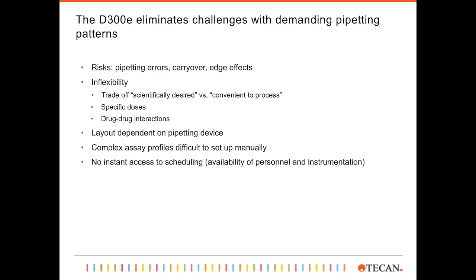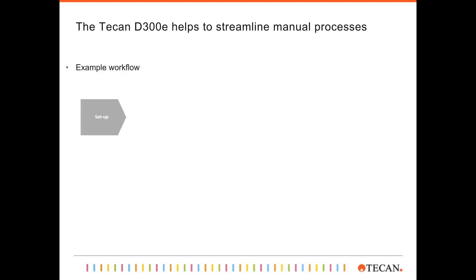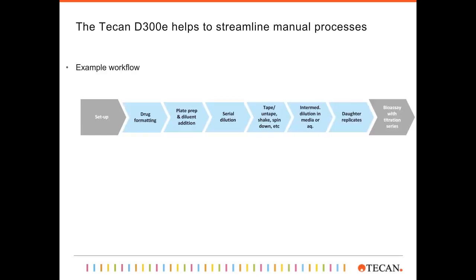So if you look at an example workflow on how the D300e can help to streamline a manual process, if you look at how a classical titration experiment or dose response experiment would be done, you start with your assay setup where you have to do your drug formatting, your plate prep, the diluent addition, your serial dilution, then you tape and untape because you have to shake or spin down, and then probably have to do an intermediate dilution in media or aqueous buffer. You have to do daughter replicates, and then finally can arrive at your bioassay with your titration series.